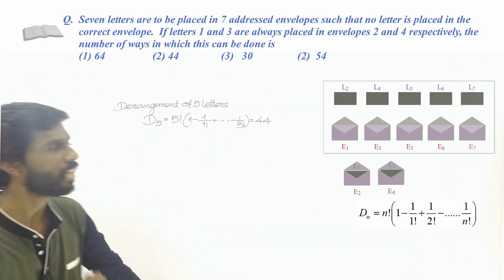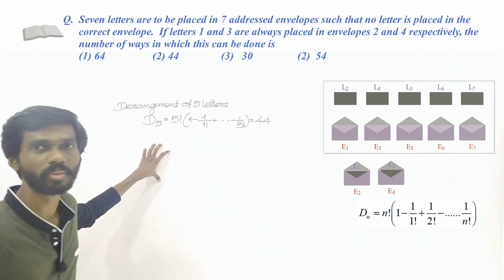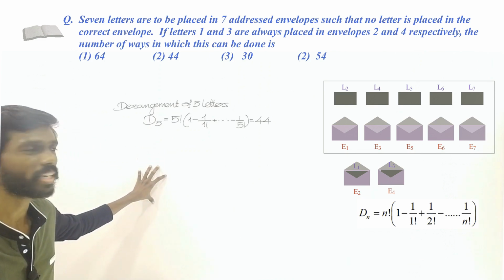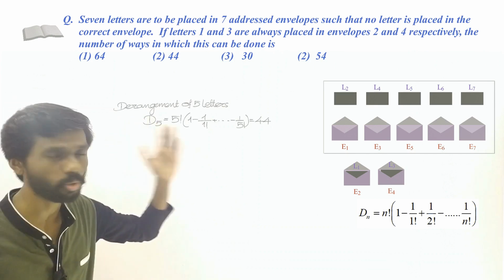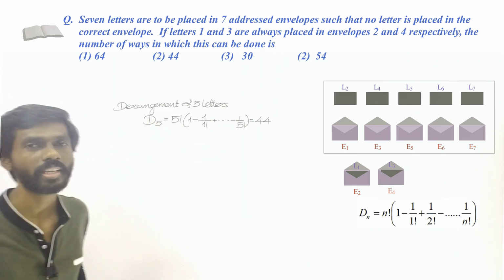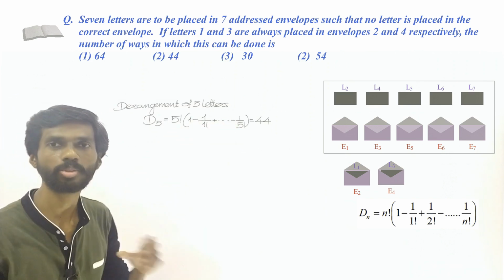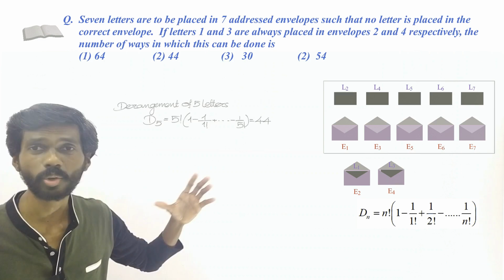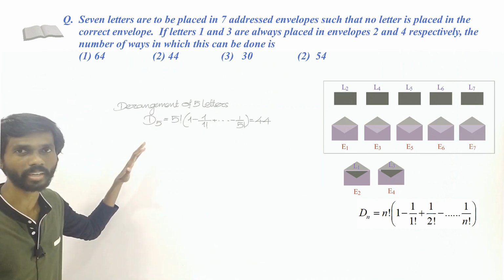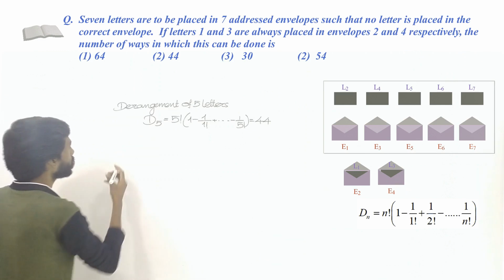objects, here the letter 2 corresponds to the envelope 1, but we have considered only the cases in which letter 2 is not placed in envelope 1. But that is possible here, right? Letter 2 can be placed in envelope 1, but we have eliminated that case. Similarly, letter 4 here is not placed in envelope 3, but that case should be counted. So we have eliminated all those cases, which means we will have to add these cases separately. This derangement eliminates all those possibilities. So let us count them separately.